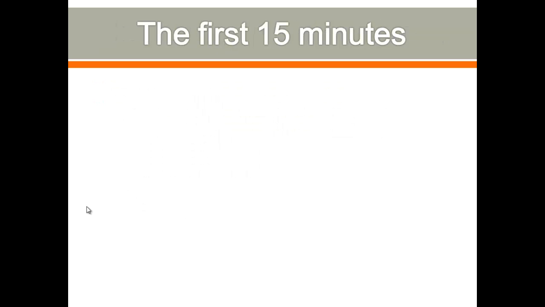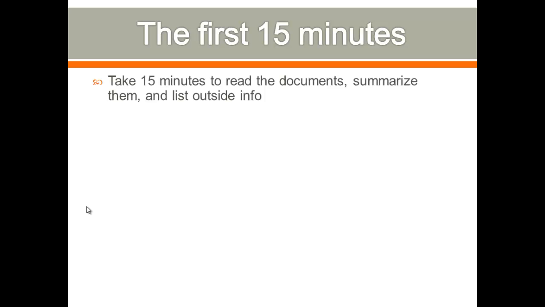So let's go back to those first 15 minutes. I was just talking about what you should do is just read the documents, summarize them, and list outside info. What I tell my students to do, as you read the document, write a 2 to 3 word summary to the right of the document. What is it saying in just a couple words? Then to the left of the document, jot down any outside info that you can think of.